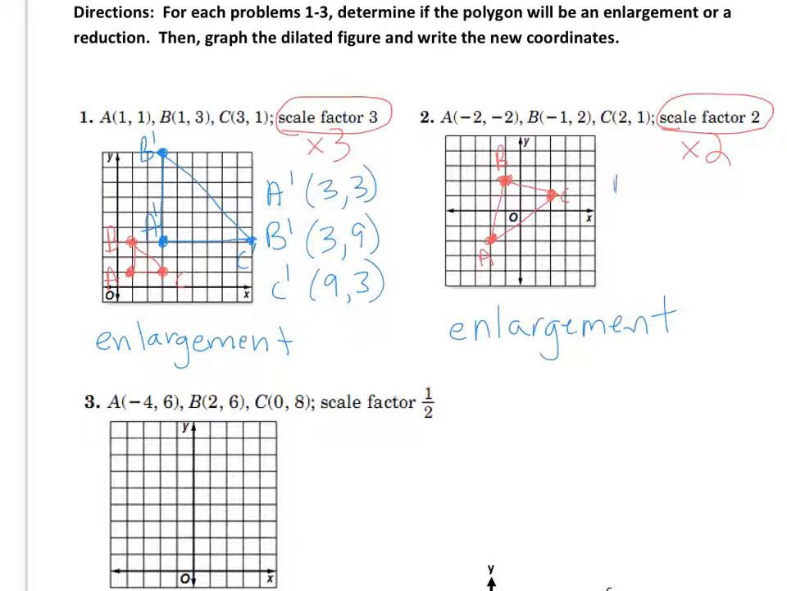So for A prime, 2 times -2 is -4. For B prime, 2 times -1 is -2, and 2 times 2 is 4. And for C prime, 2 times 2 is 4, 2 times 1 is 2. And we'll plot that.